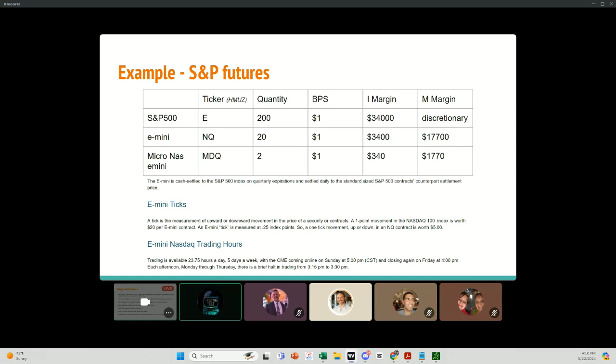It's settled. These are settled on quarterly expiration. So there's 4 particular contracts a year. There's the current contract, and then there's the next futures contract and so on. Most brokers allow you just to have a rolling contract, so they'll automatically roll over for you.